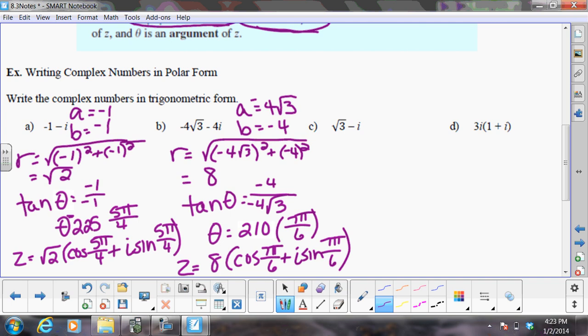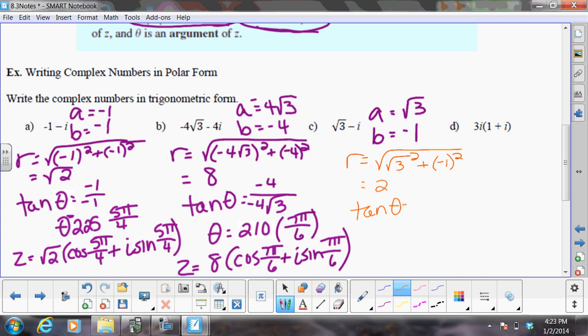Next we go. So a for part C, a is equal to the square root of 3. b is equal to -1. I'll change colors so you can tell the difference of the question, since we're getting a little jumbled. r is equal to the square root of square root 3 squared plus -1 squared. And that ends up equaling 2.